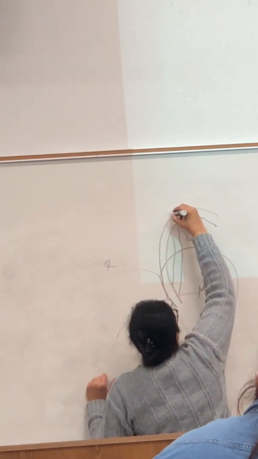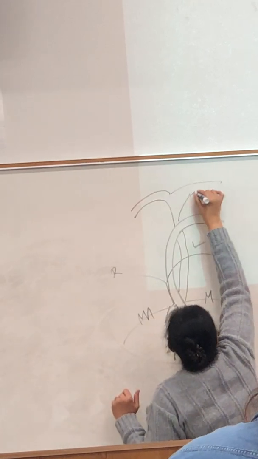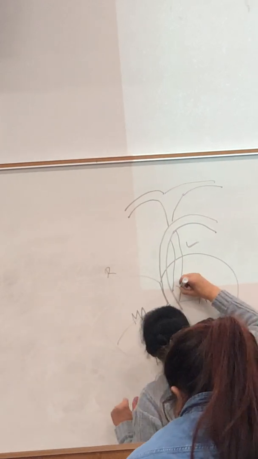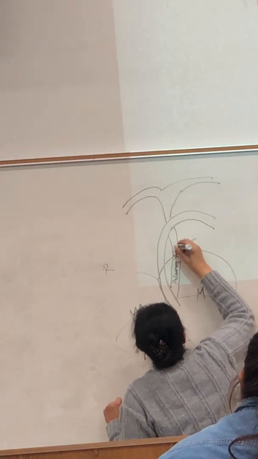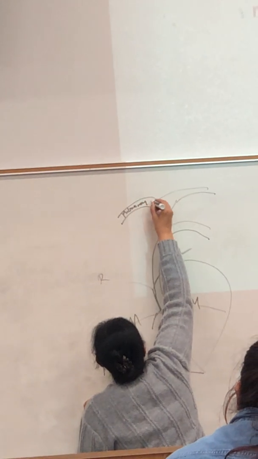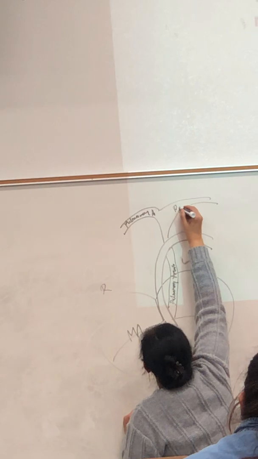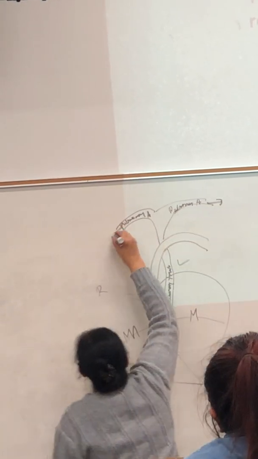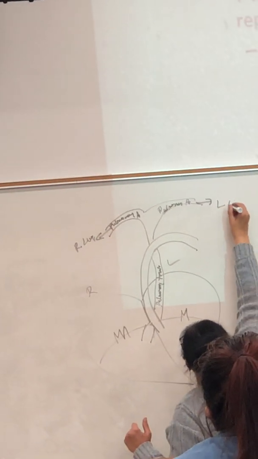So this pulmonary trunk then gives out two branches. So these are the pulmonary arteries. So this is the pulmonary trunk. Then these two are the pulmonary arteries that are taking blood to the right lung and to the left lung.